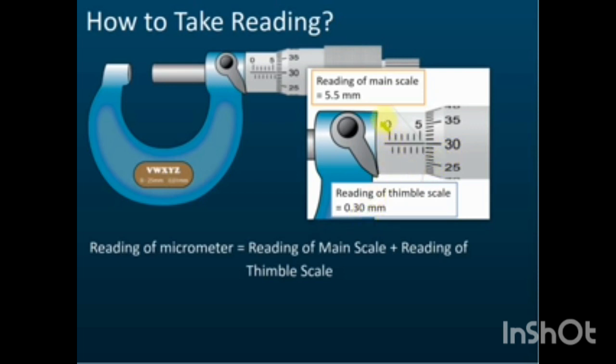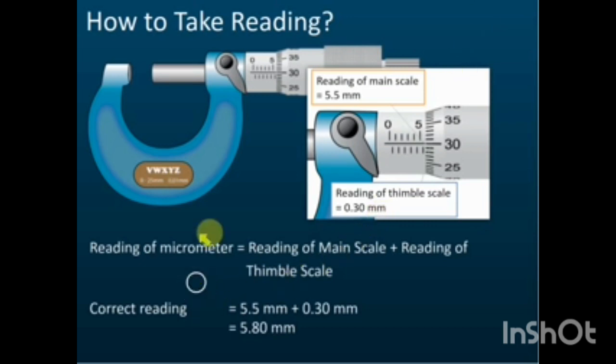mm. So with the reading of the main scale 5.5 and the reading of the thimble scale 0.3, the correct reading will be 5.5 plus 0.3, which becomes 5.8 mm. So that is how we take a reading from this micrometer.